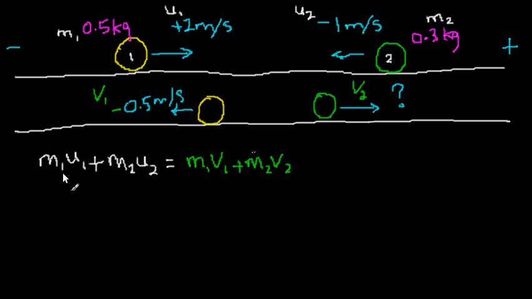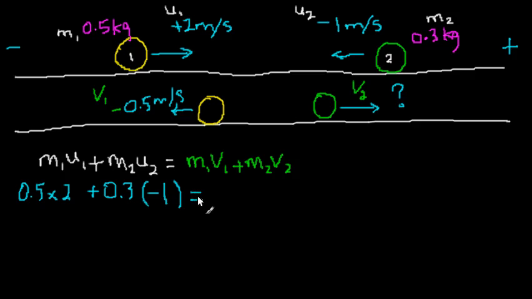m1 u1. So m1 is 0.5, u1 is 2. So 0.5 times 2 plus m2 u2. m2 is 0.3, so 0.3 times minus 1. Be careful with the minus sign. Now, with the minus sign, I'm going to put a bracket around it, just to make sure that I'm not confused that this is actually 0.3 minus 1, but really it's 0.3 times minus 1.